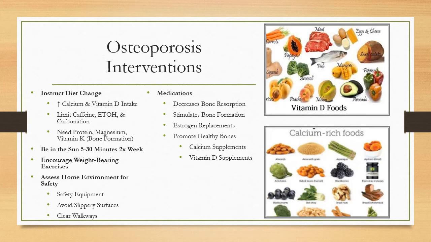Okay, so let's look at some interventions for osteoporosis. And actually, a lot of these are osteoporosis preventions as well, right? Even if you don't have the condition. So maintaining calcium and vitamin D in your diet, very important, right? Because calcium is what makes up the matrix of the bone, calcium phosphate.